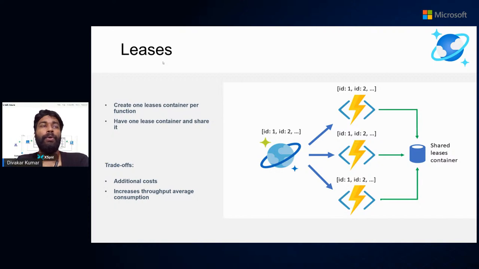You have two options to go about this. You can either create one lease container per function, or you can have a shared leases container. In the first case there is a trade-off, because now you need to incur additional costs, because the leases is also going to be a new container, and you need to provision throughput for those containers as well. Or else you can have a single lease container that can be shared across multiple Azure functions, which can be handled for different use cases. This is one way of going about this, and this is the best practice.